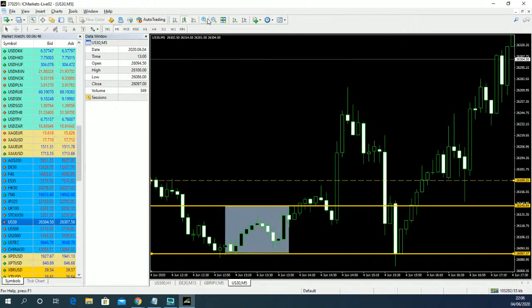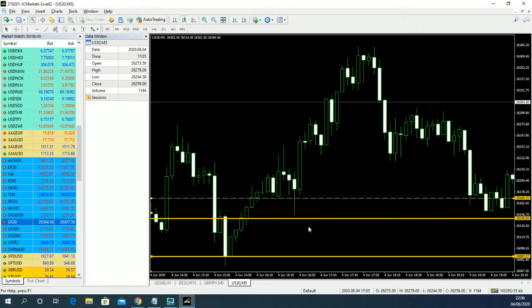Let me make it bigger. Can you all see that? At the close of this candle here, that's a second trade. This candle is touching the line. That candle is not. So you got another great entry, and you're looking for 550 pips.